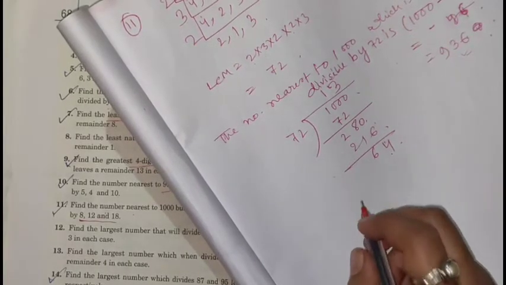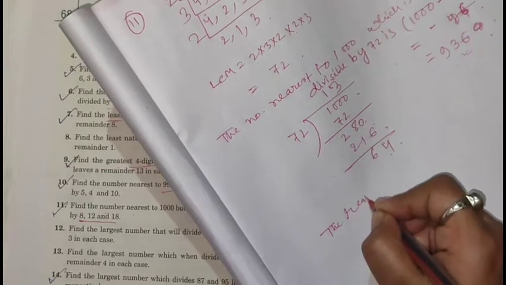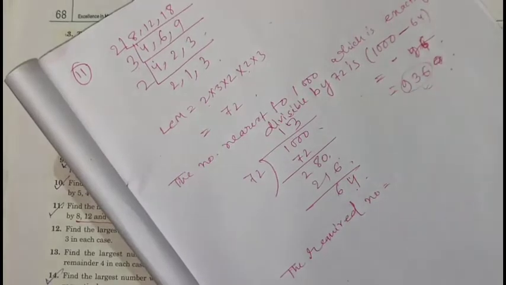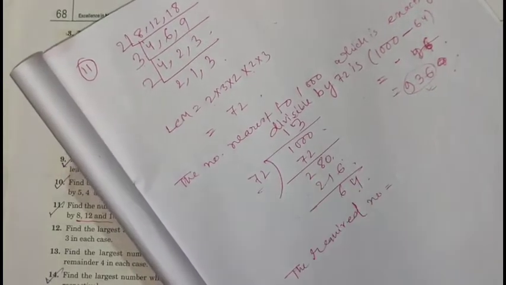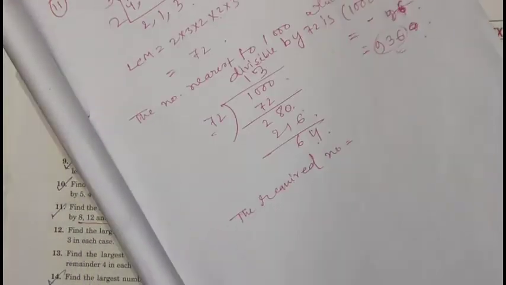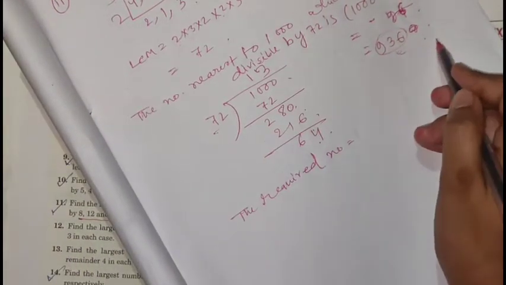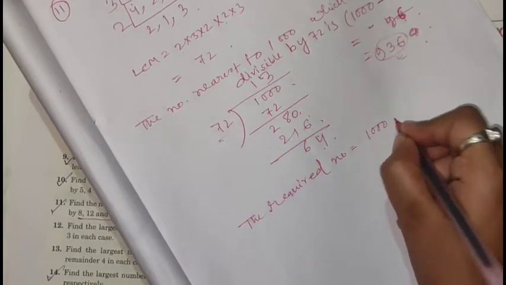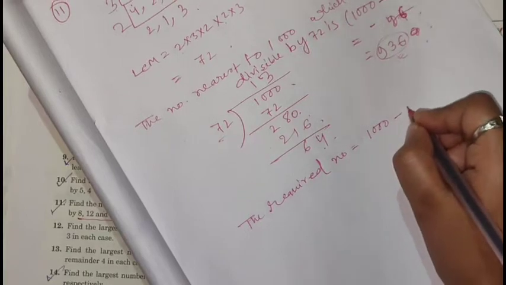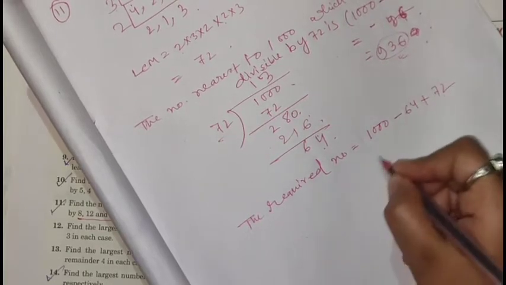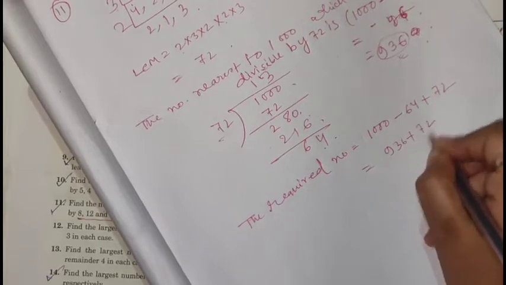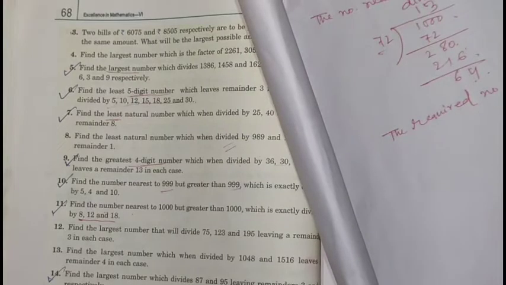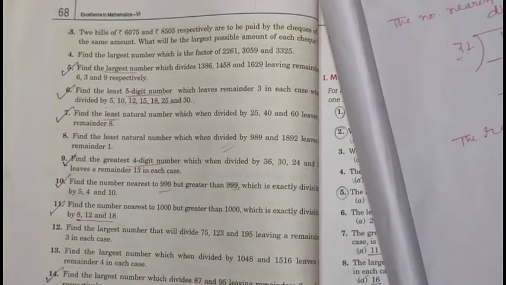So the required number will be... সো আমাদেরকে এমন একটা নাম্বার খুঁজতে হবে যেটা 936 এর ঠিক নেক্সট নাম্বারটা হবে বাট ডিভিজিবল বাই দিস 72। আমাদেরকে এমন একটা নাম্বার ফাইন্ড আউট করতে হবে যেটা 936 এর পরে হবে বাট 72 দিয়ে ডিভিজিবল হবে। সো হাউ ক্যান ইউ ফাইন্ড দ্যাট? This will be 1000 minus 64 plus 72, that means 936 plus 72, 1008. This will be the correct answer. Question number 11. Okay.